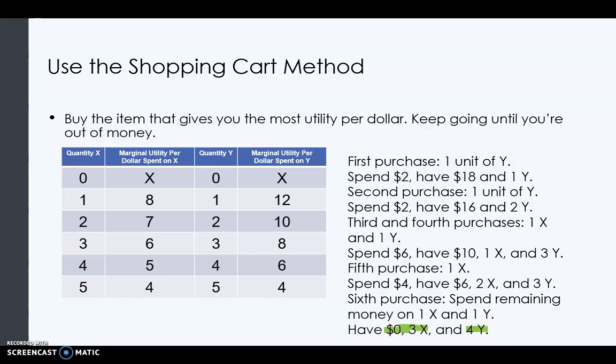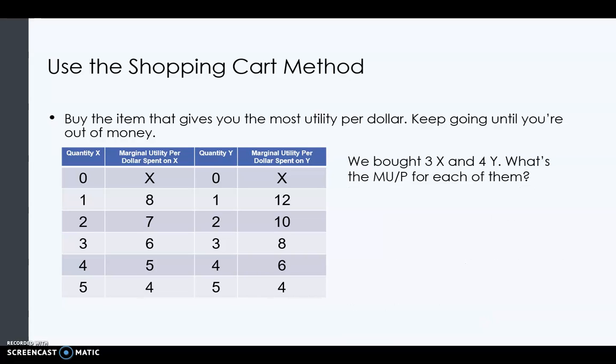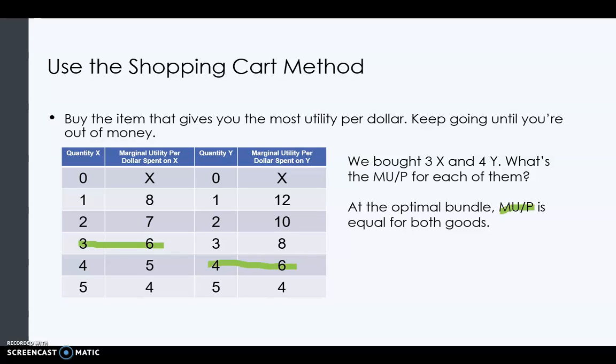But that's not what we're after. We need to know what the total utility is. While we're here, by the way, give me just a moment. I just want to highlight something. We bought 3 x's and 4 y's. What's the marginal utility per dollar spent for each of them? Well, our fourth y gives us 6 marginal utility per dollar spent. Our third x gives us, interesting, 6 marginal utility per dollar spent. At the optimal bundle, marginal utility per dollar spent is equal for both goods. So our fourth y is worth the same as our third x.